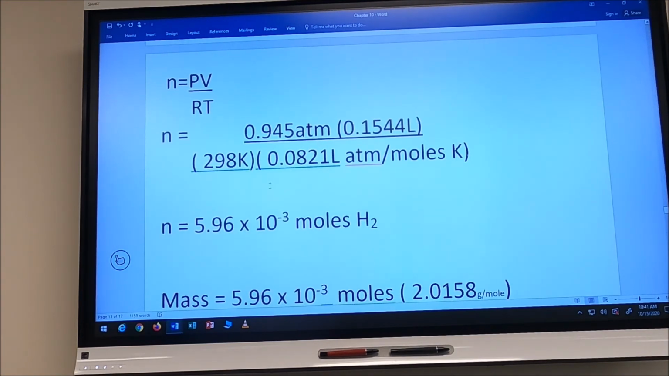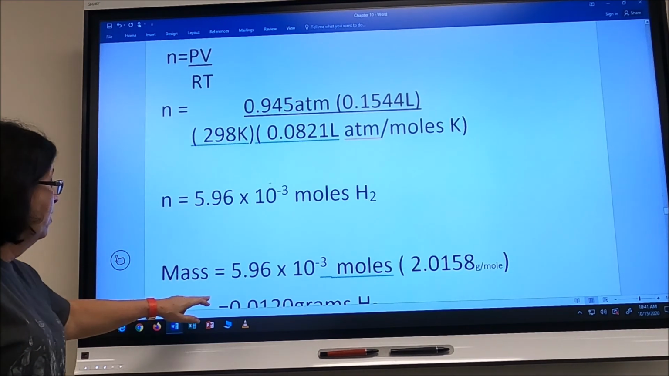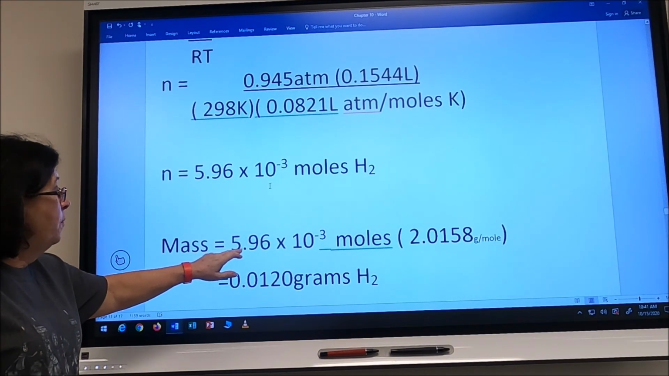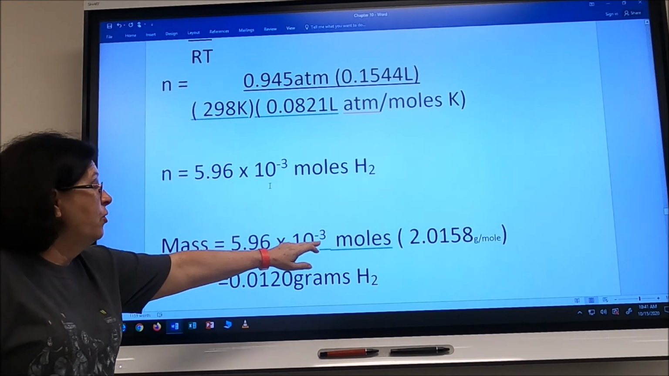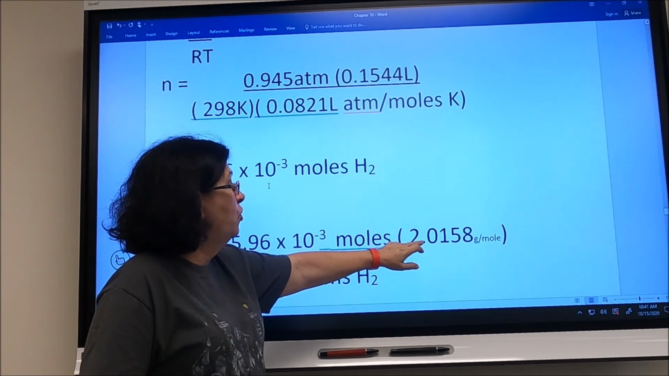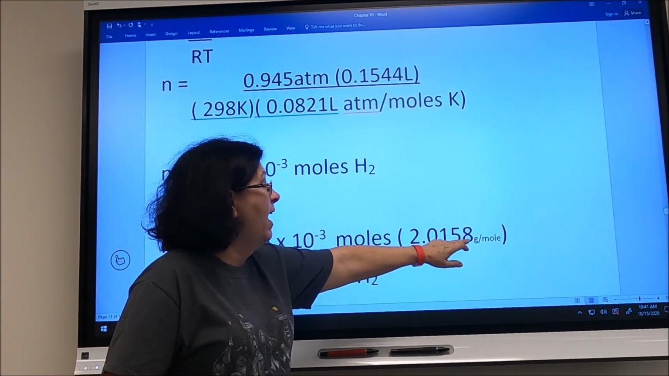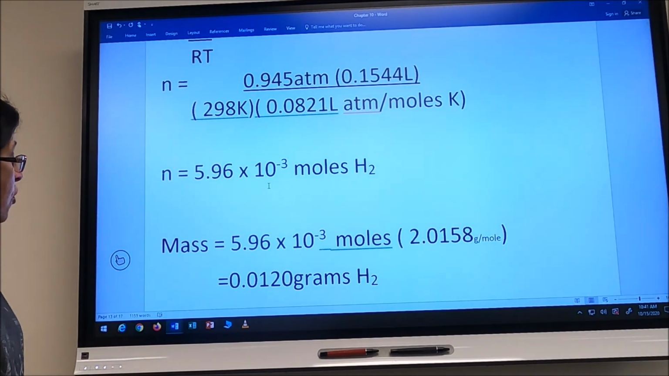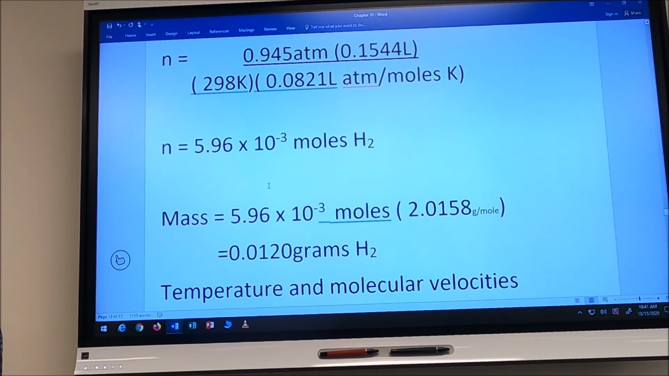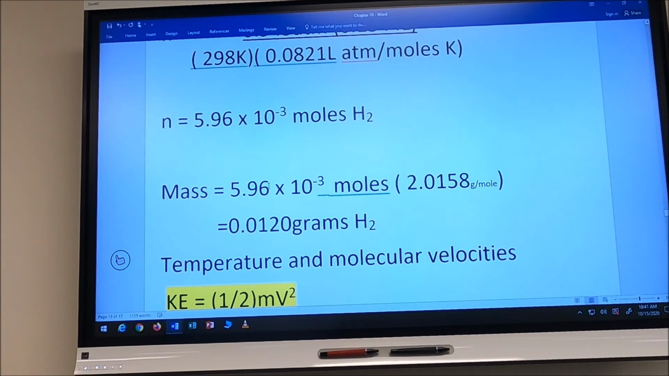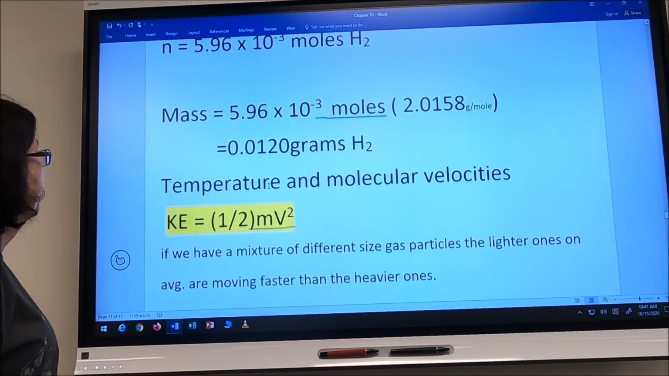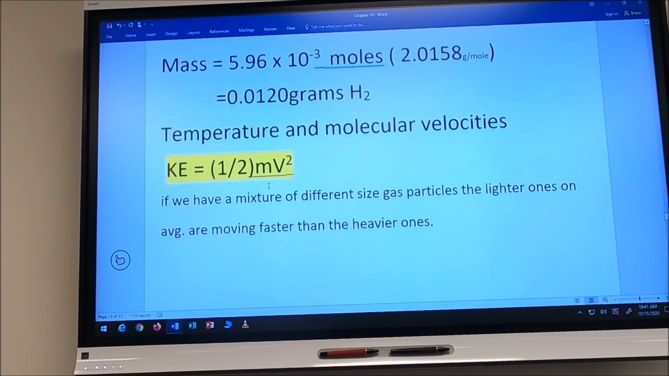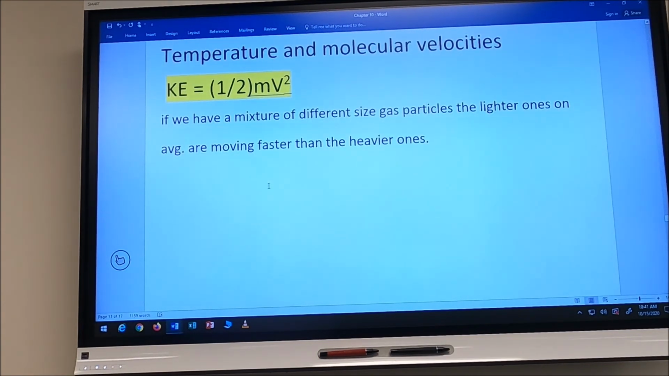Now the problem asks us for the mass of hydrogen. So 2.56 times 10 to the minus 3 moles of hydrogen times 2.0158 grams per mole gives us 0.0120 grams of hydrogen. Now it asks for that in milligrams. I wouldn't go that far in a test, so don't worry about it. All right, temperature and molecular velocities.